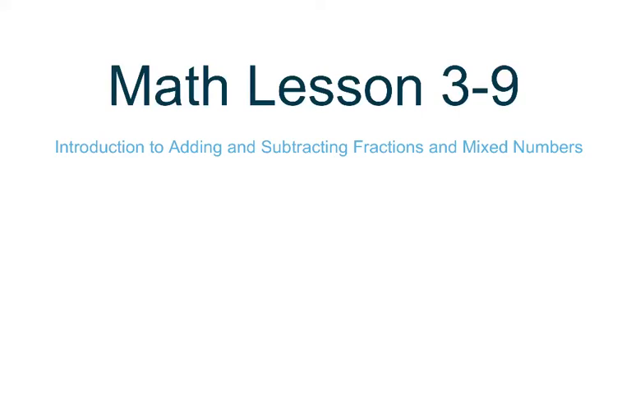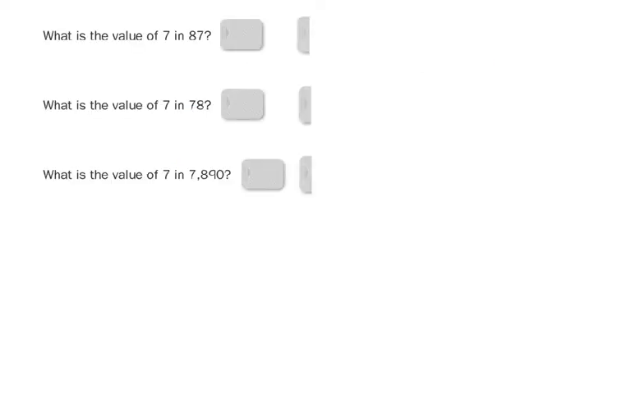In Math Lesson 3.9, it is an introduction to adding and subtracting fractions and mixed numbers. That whiteboard should be handy along with your math journal. Would you go ahead and number 1, 2, and 3 on your whiteboard? And tell me the value of each of those digits. Write the answers only. Pause the video as needed.